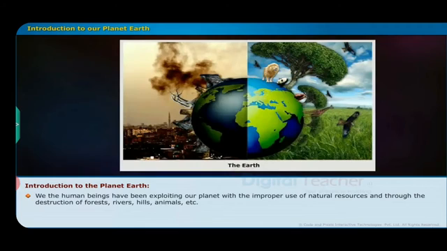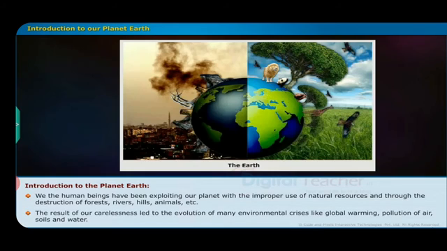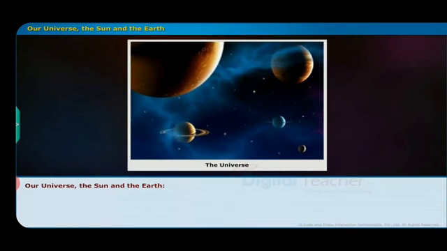We, the human beings, have been exploiting our planet with the improper use of natural resources and through the destruction of forests, rivers, hills, animals, etc. The result of our carelessness led to the evolution of many environmental crises like global warming, pollution of air, soils, and water. Let us now know some important facts about our universe, the sun, and the earth.